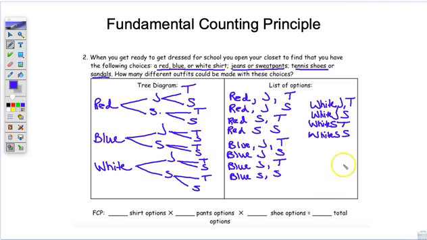Altogether, it looks like there's going to be 12 options. Let's do a double check with the fundamental counting principle. I have 3 t-shirt options, 2 pants, and 2 shoes. 3 times 2 is 6, times 2 is a grand total of 12. And again, if you counted these options over here, you would get 12.